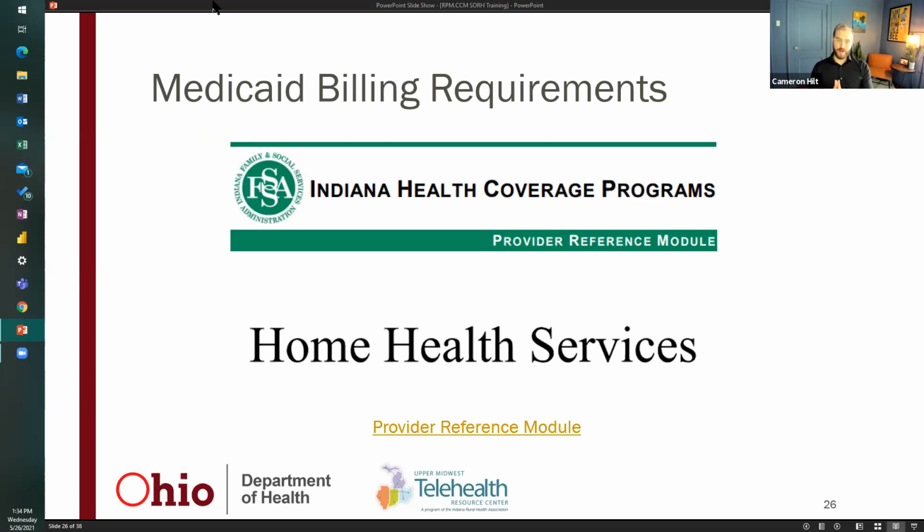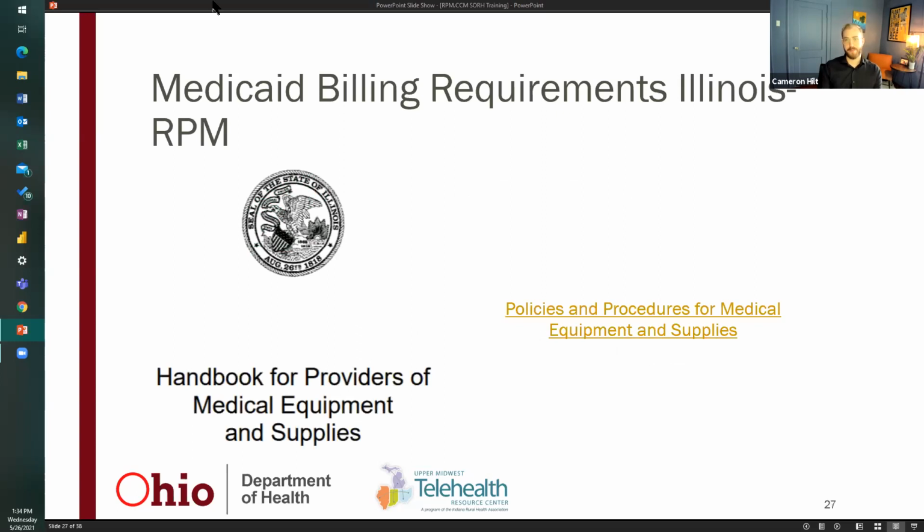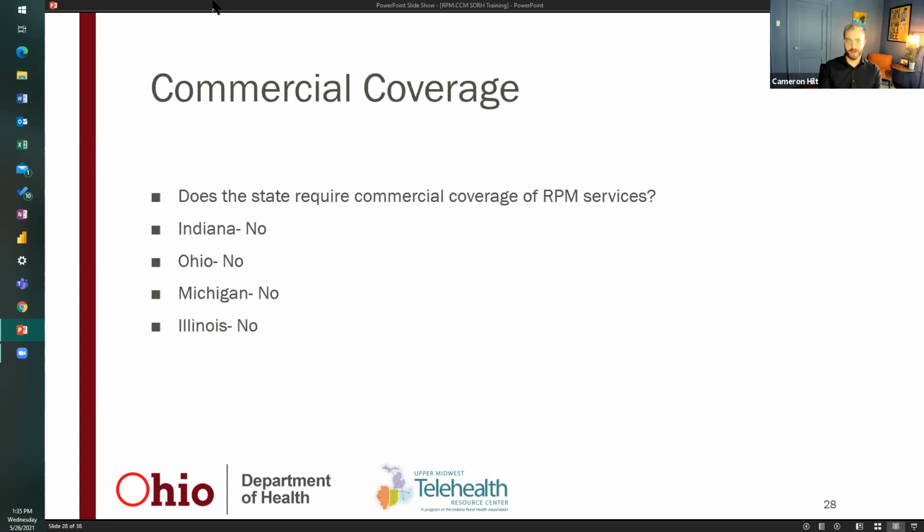So again, this is the reference for any of you located in Indiana. This is the provider reference module that will talk about more of those requirements for remote patient monitoring. And for Illinois, that guidance for remote patient monitoring is located in the handbook for providers of medical equipment and supplies. So both of those things are provided as well.